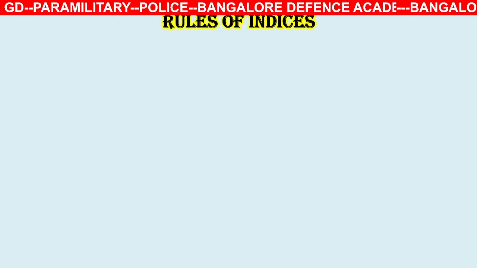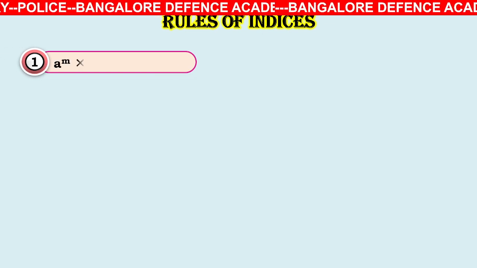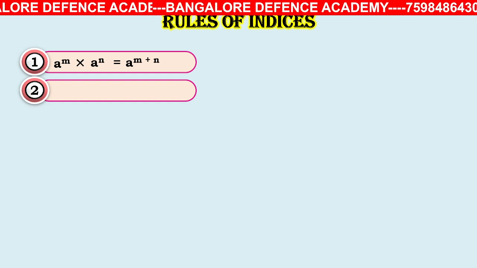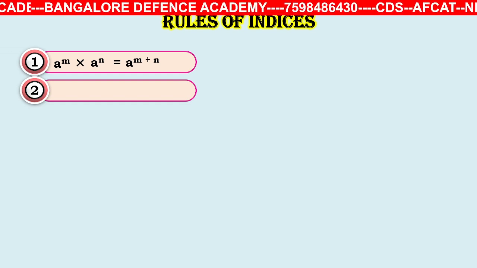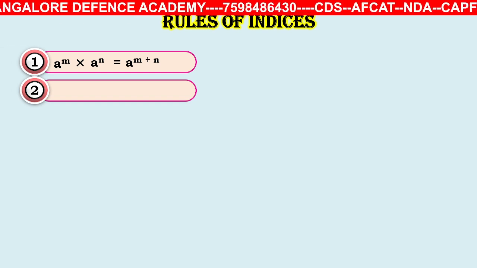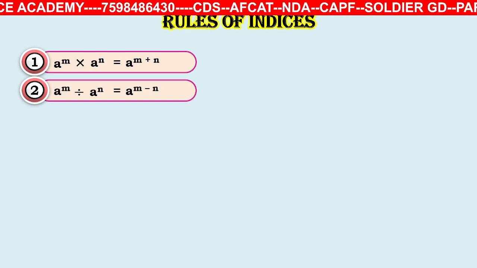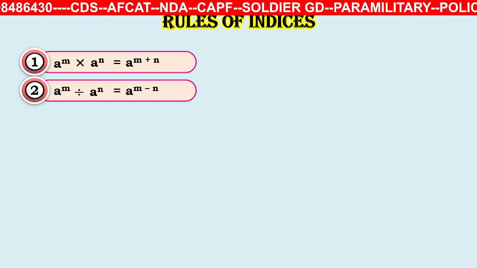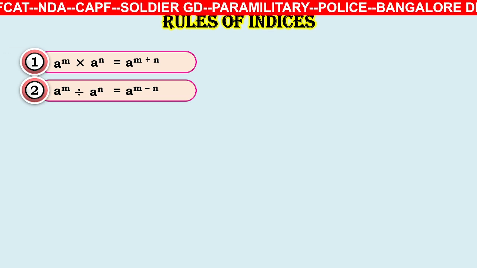Now rules of indices, very important. You can take this down in your notebook. The first rule: a to the power of m into a to the power of n is equal to a to the power of m plus n. That means if you see two equal bases with powers, and they are in multiplication, you have to add the powers. Next, a to the power of m divided by a to the power of n is equal to a to the power of m minus n. When you see two equal bases in division, you have to subtract the powers.